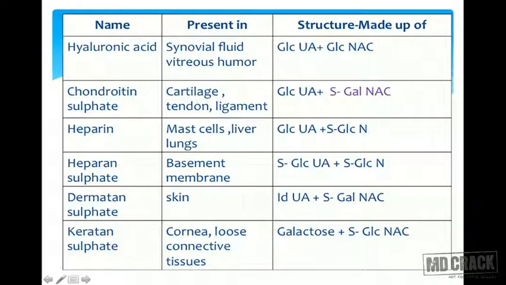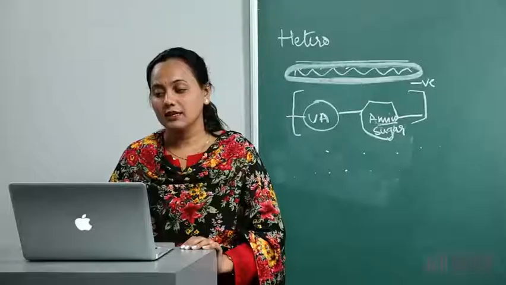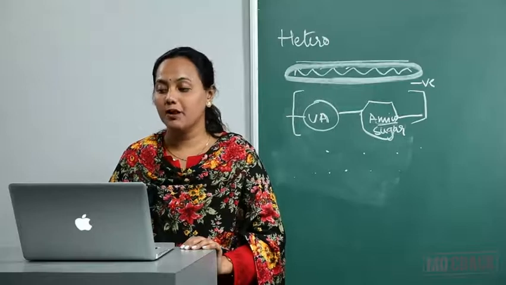All others have sulfated compounds in them except hyaluronic acid, and glucuronic acid is present in hyaluronic acid, chondroitin sulfate, heparin and heparan sulfate. Dermatan sulfate is the only glycosaminoglycan which contains iduronic acid. That's the thing that is to be remembered out of it.